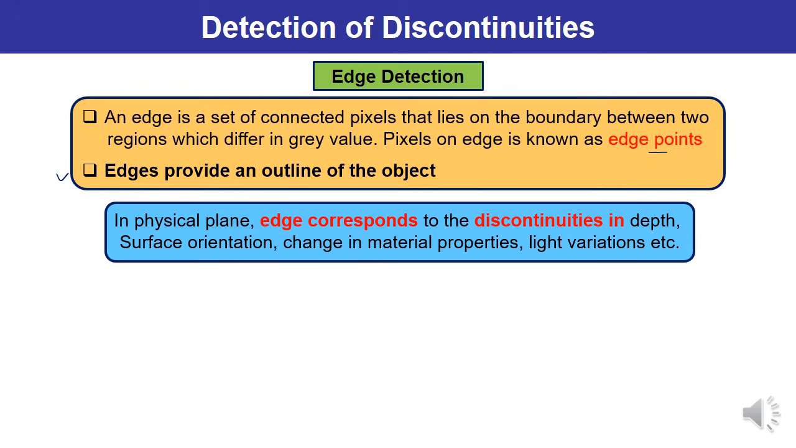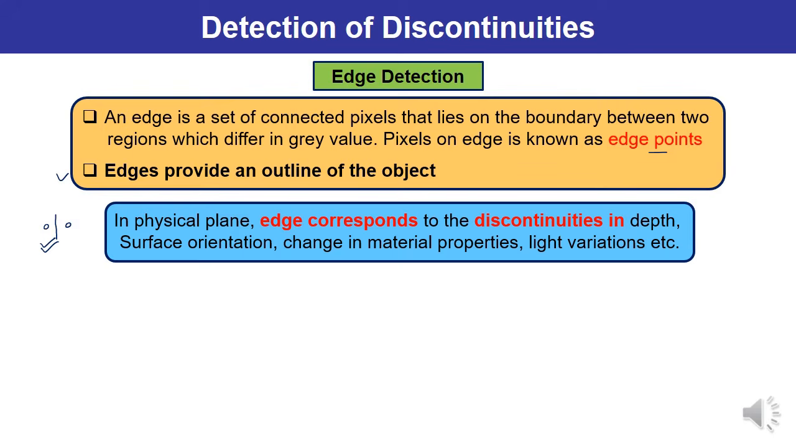Or in layman terms, you can understand what is edge. It is a set of connected pixels which lies on the boundary between the two regions which differs in gray level. If this is a boundary, the pixel which is available over here and the pixel which is available over here, they will have certain difference in the gray level intensity. And most of the edges are unique in space.